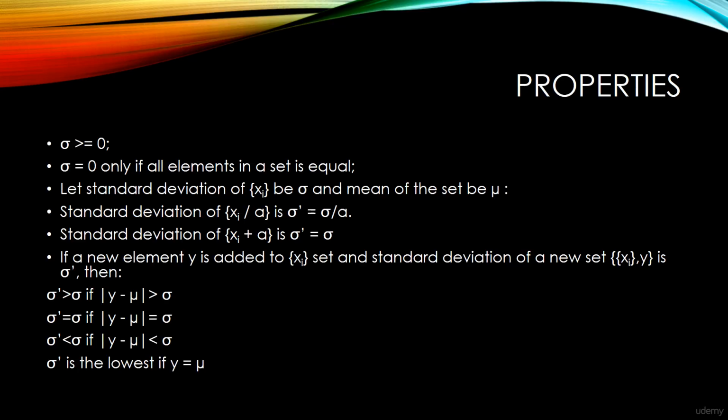Properties: sigma is greater than or equal to 0. Sigma is equal to 0 only if all elements in a set are equal. Let the standard deviation of xi be sigma and the mean of the set be mu. Then the standard deviation of xi by a, sigma dash, is equal to sigma by a. The standard deviation of xi plus a, sigma dash, is equal to sigma.